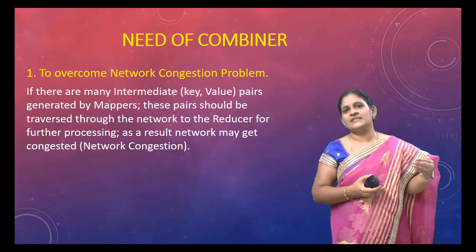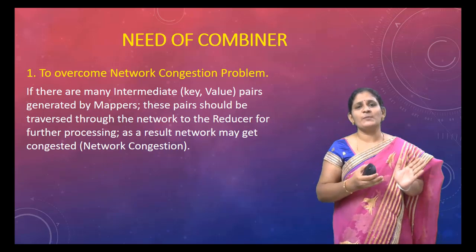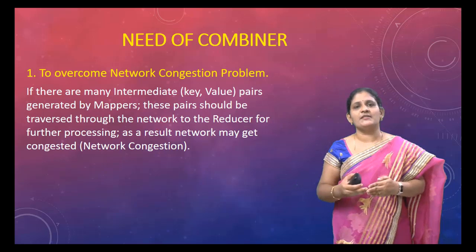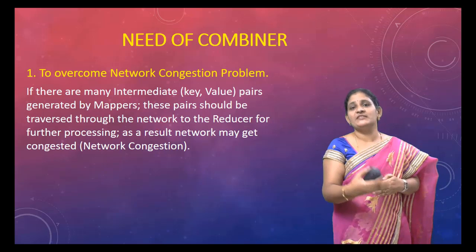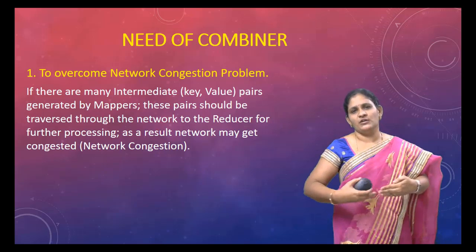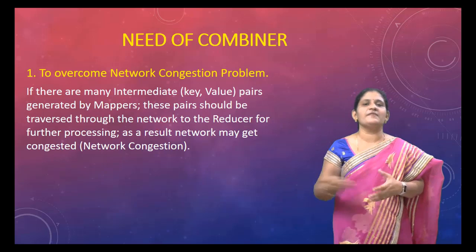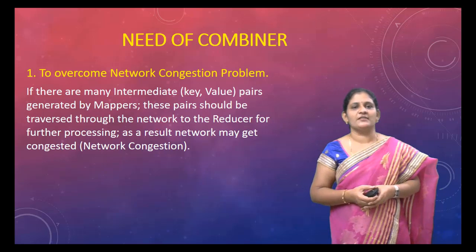For example, the mapper has generated some 1 million key value pairs. Assume those 1 million key value pairs need to be given to the reducer. But in between, if I put the combiner, it will further process these 1 million key value pairs. It reduces them to some extent. After reducing the intermediate key value pairs, those key value pairs will be given as input to the reducer class. So for that we are using the combiner class.